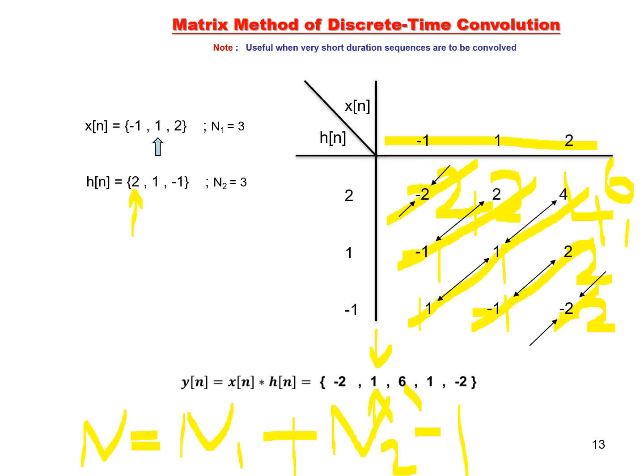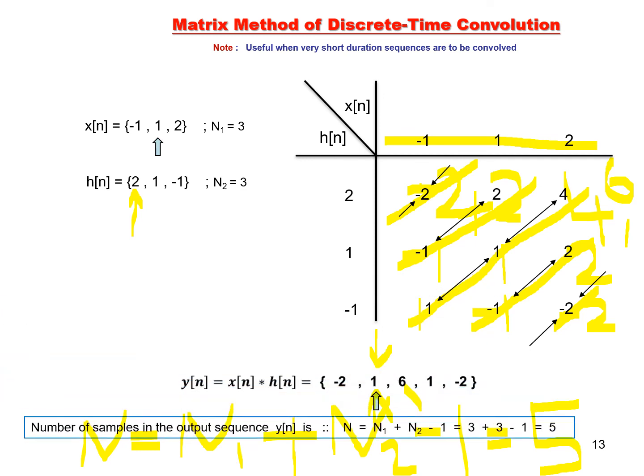The number of output samples when convolution takes place is nothing but the number of samples in the first signal plus the number of samples in the second signal minus 1. That is, in this case, equal to 5. This is the origin, and this is the formula. Number of samples in the output sequence y of n is 5.